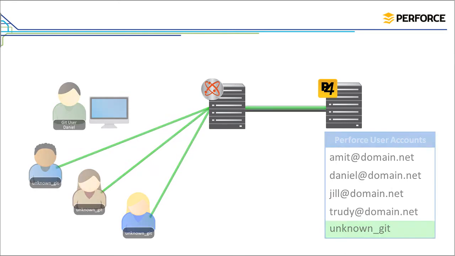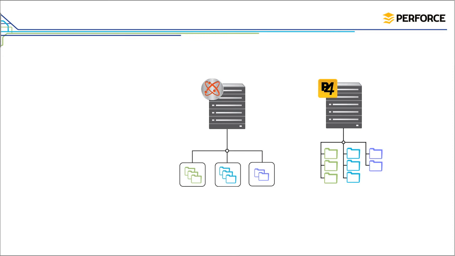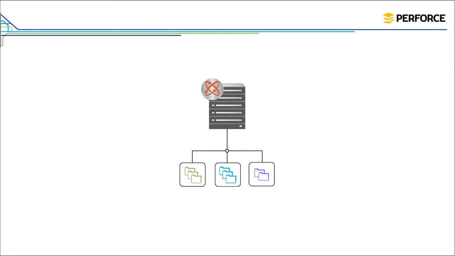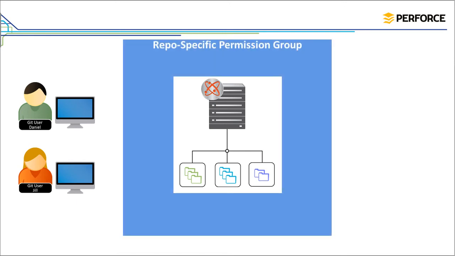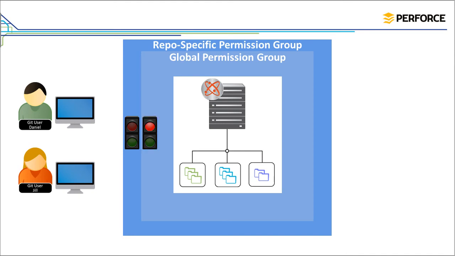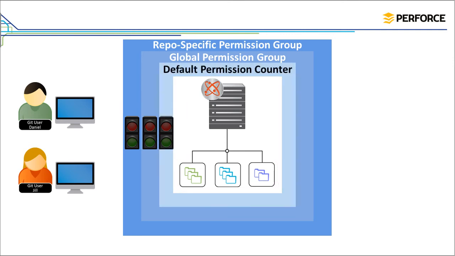With Git Fusion, a repo is a view into a specified set of files in the Perforce depot. To control access to the repos, Git Fusion offers three levels of access. First is a repo-specific permission group to enable pull-only or pull and push abilities to a designated repo. Next is the global permission group, which grants a user the ability to pull and push all repos. Lastly is the default permission counter, which prohibits or enables all users from pulling or pushing.